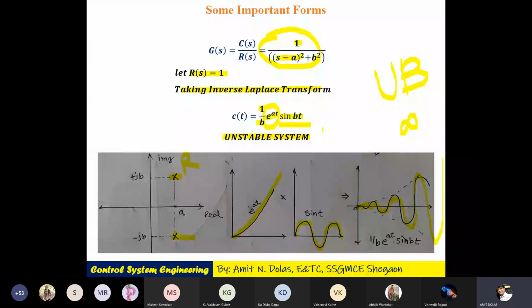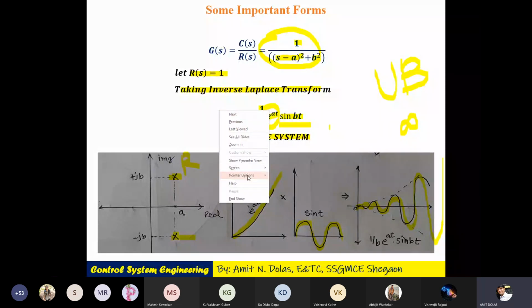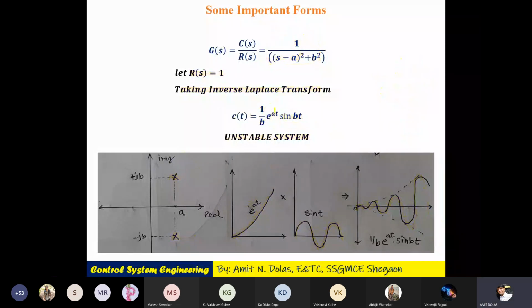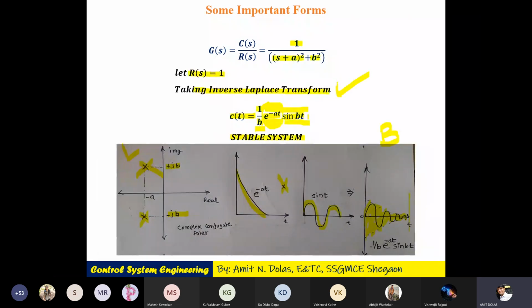You will get two functions. Okay, you try it at your end. There will be e raised to power at and also sin bt. Okay, you'll get it in a similar way, and later on you will get the final system. So origin means, what does it mean? It is a sinusoidal waveform. And left hand side means, what does it mean? It will be e raised to power minus at, is it?